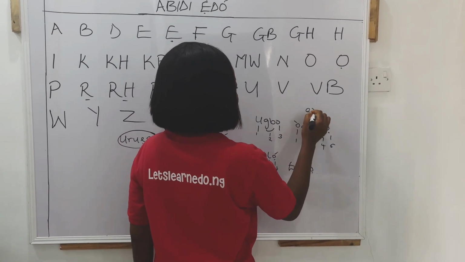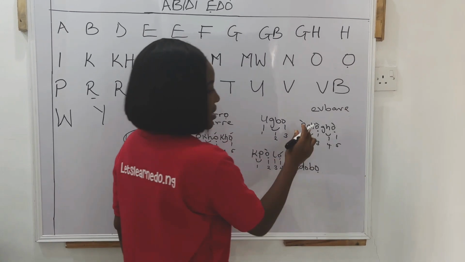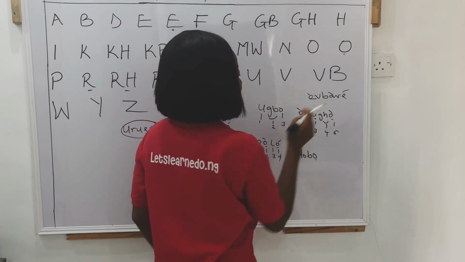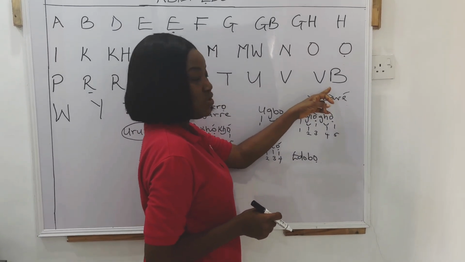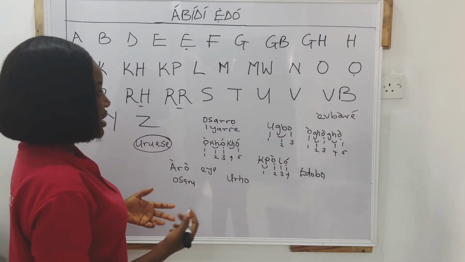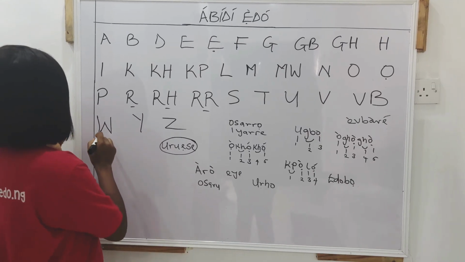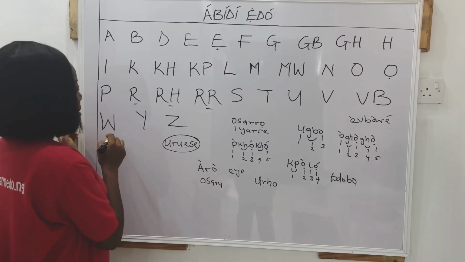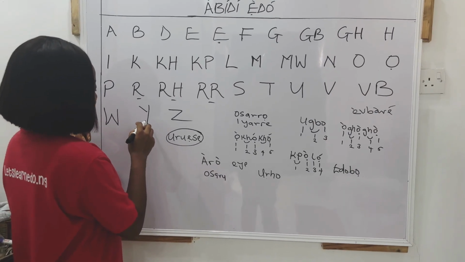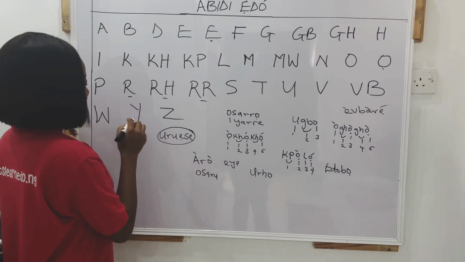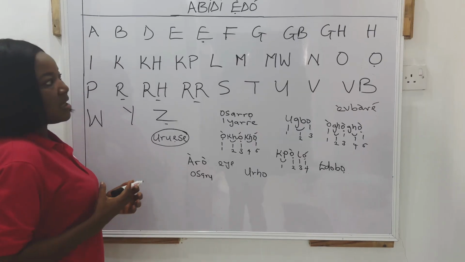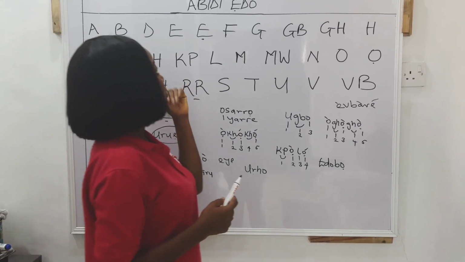We have this in Iwae, Iwae, Iwae, L. So for those that are beginners, it's usually a problem for them to pronounce it. But after a lot of practice, you get used to saying it. And then we have letter W, which we pronounce as we. And then we have Y, pronounced as ye. And then the last is Z. So these are the alphabets we have in Edo language.